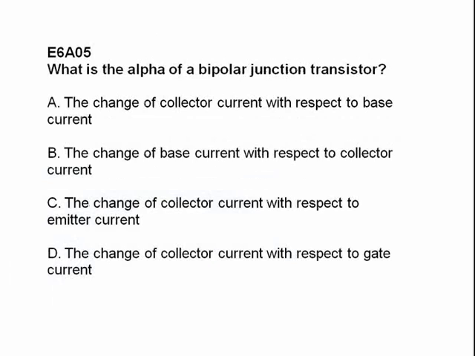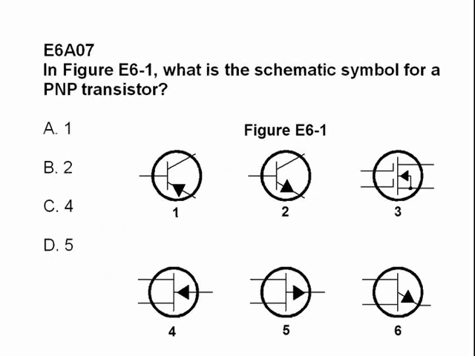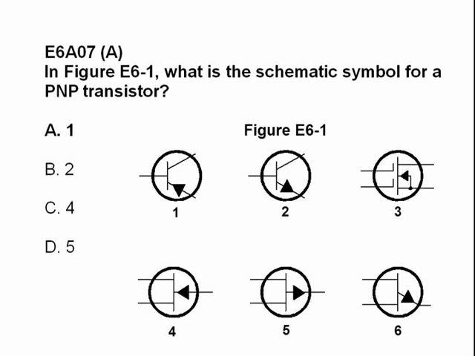What is the alpha of a bipolar junction transistor? The answer is C, the change in collector current with respect to emitter current. In figure E6-1, what is the schematic symbol for a PNP transistor? The answer is symbol number 1.